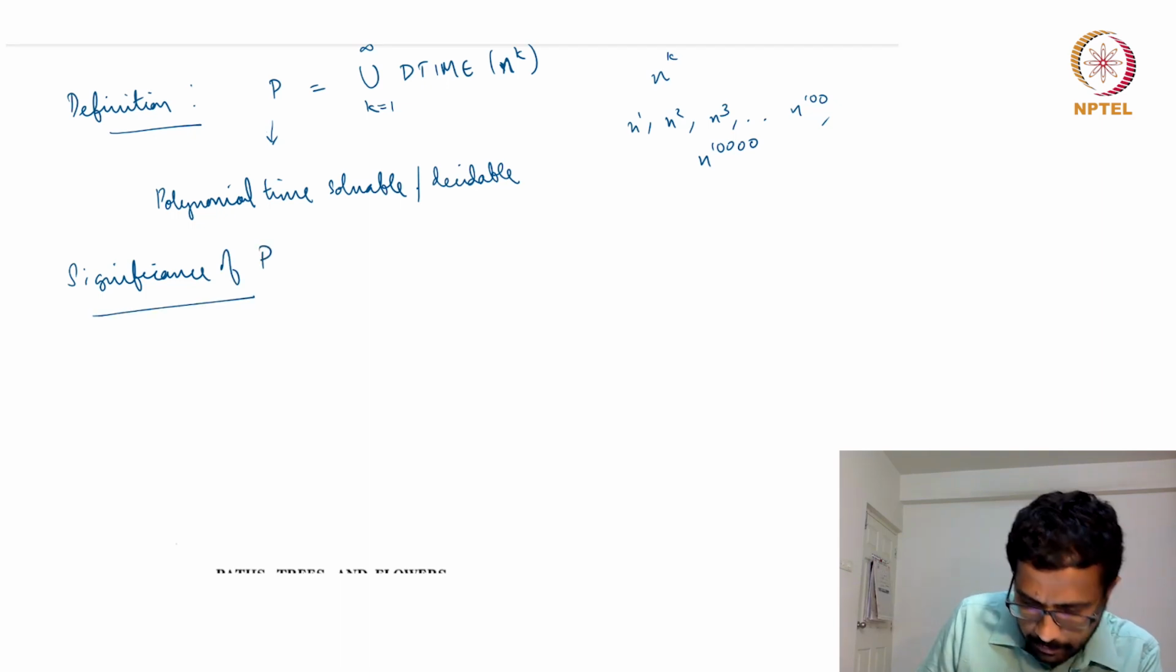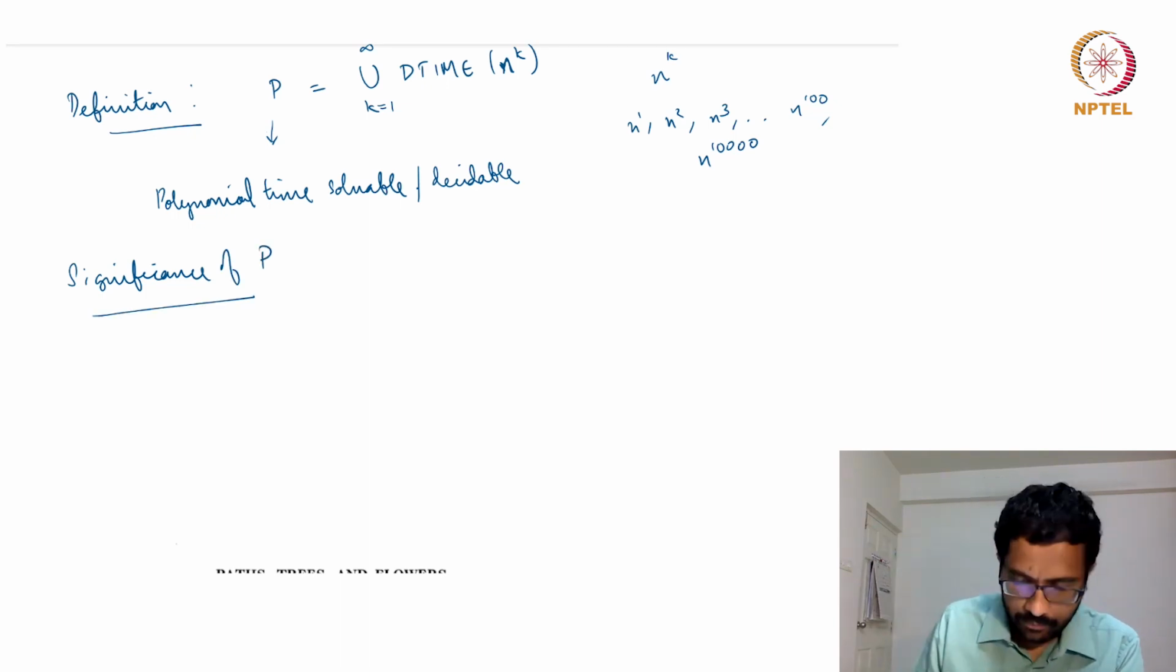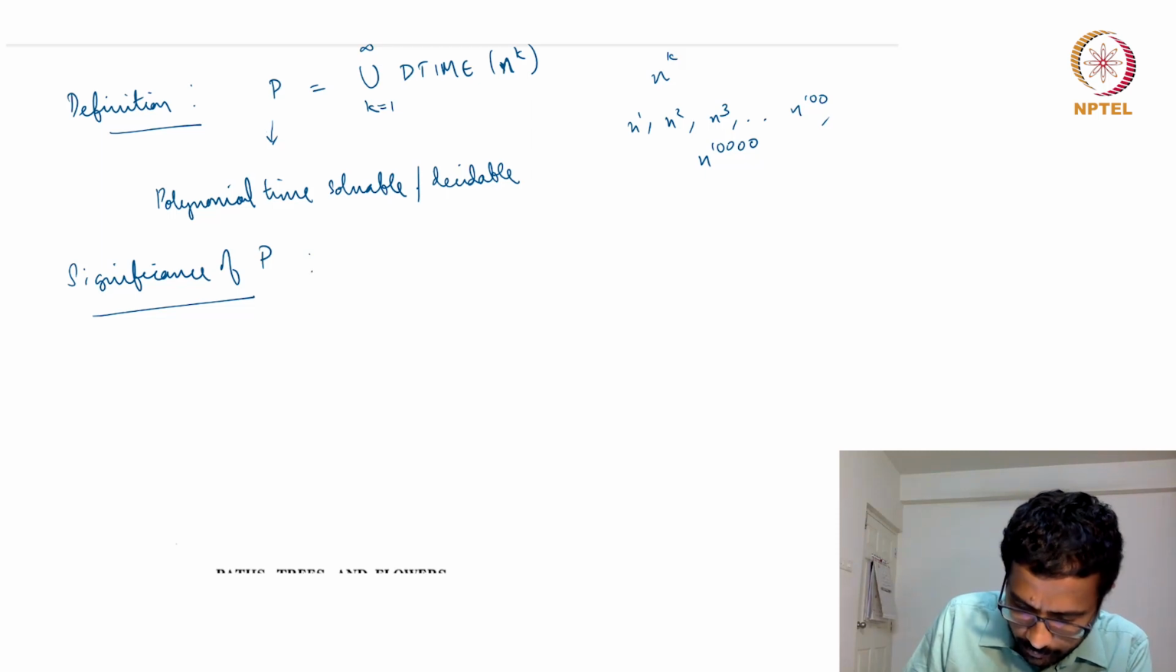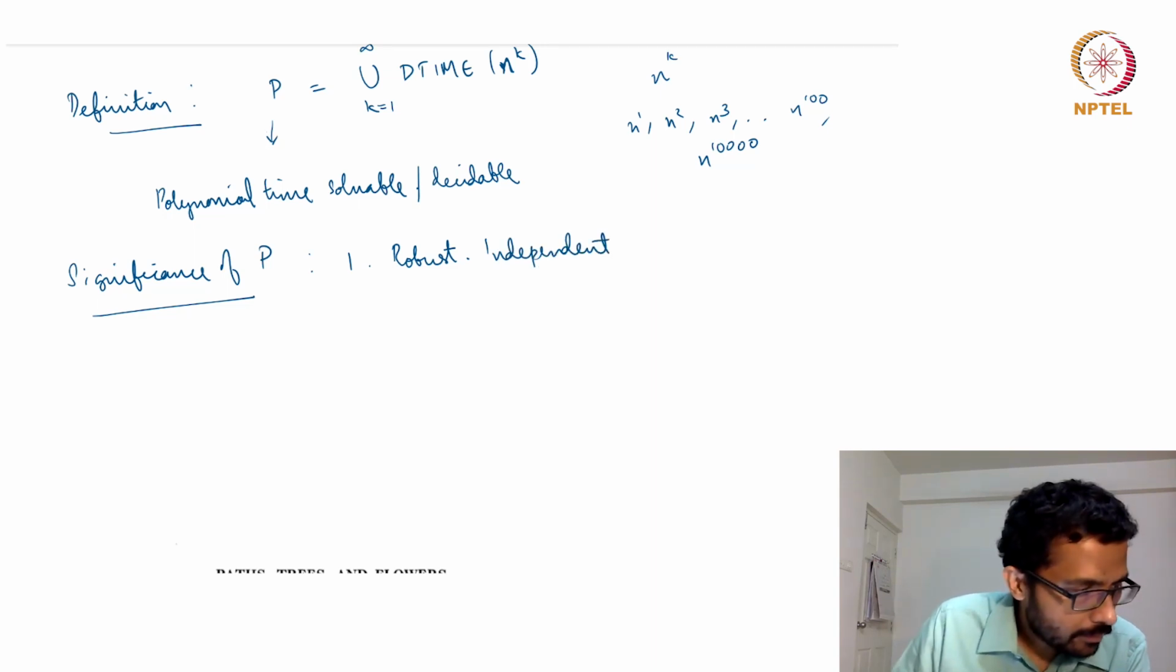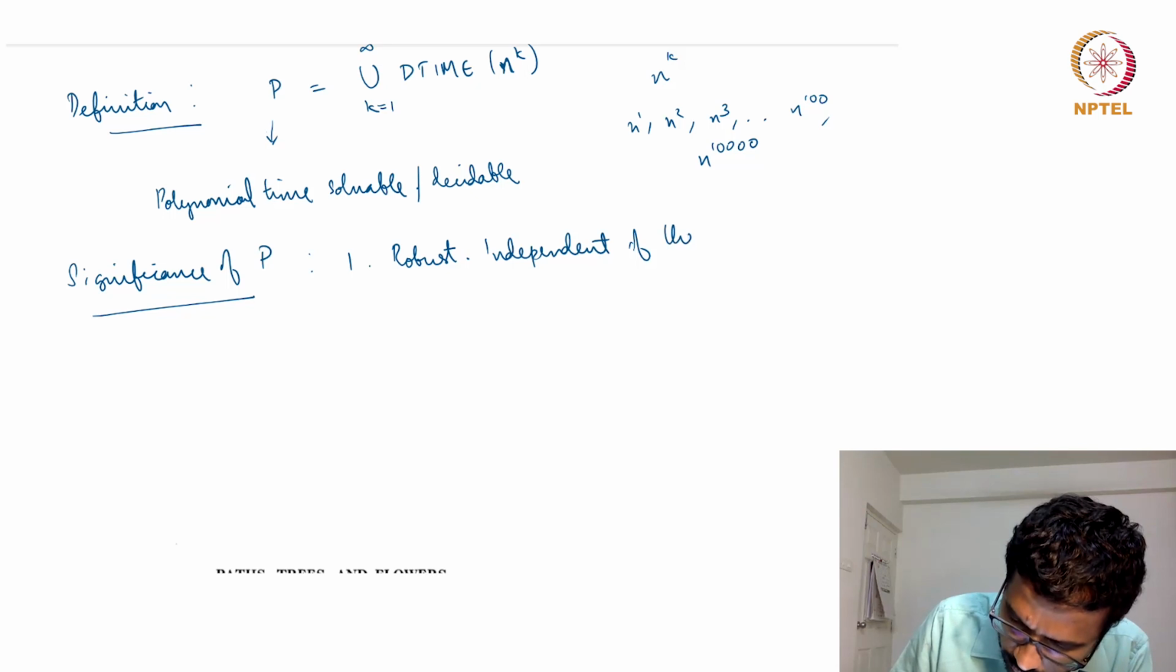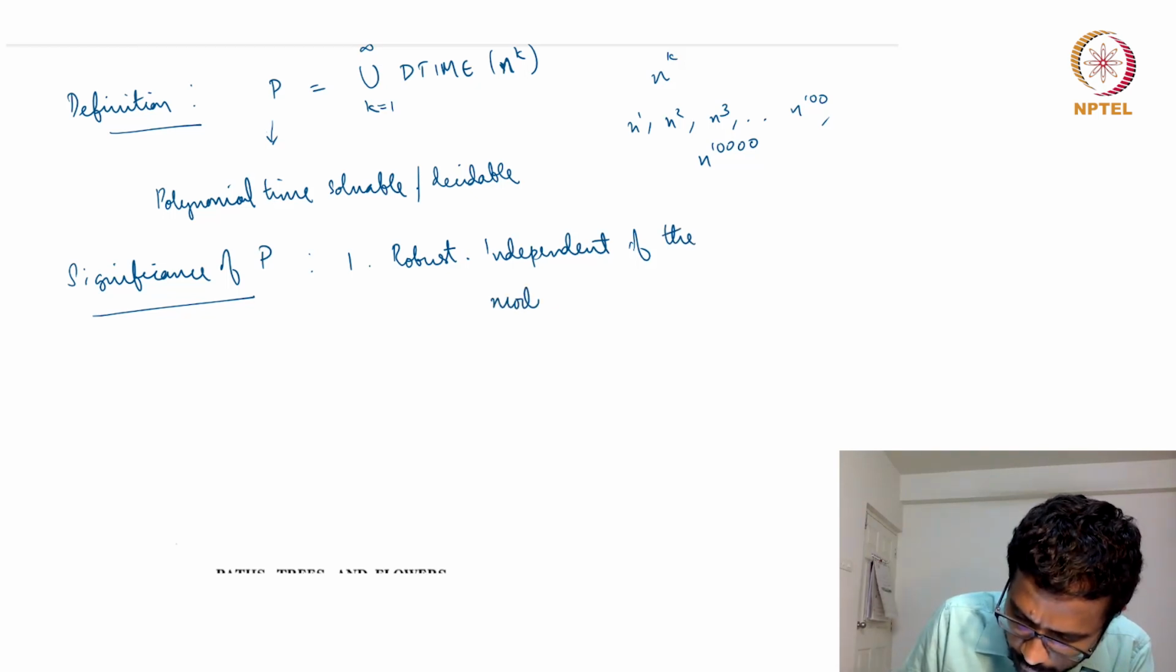Of the class P. P stands for polynomial time decidable. So one is that it is robust, by which I mean it's independent of the exact model of computation.